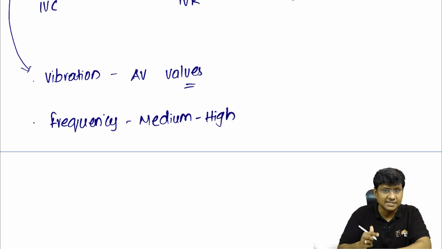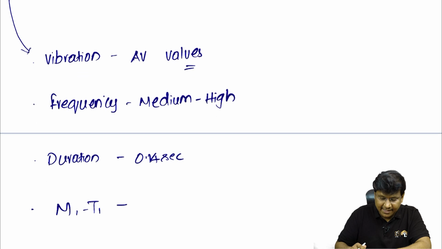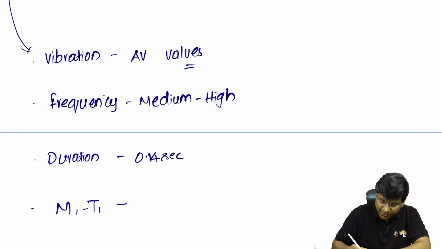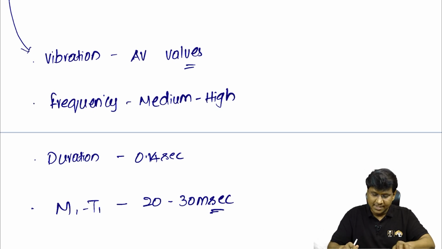The duration of the first heart sound is around 0.14 seconds, and it has 2 components, that is M1 and T1. Between M1 and T1, you don't have any physiological split. The interval between M1 and T1 is around 20 to 30 milliseconds, so you don't have the physiological split in the first heart sound.